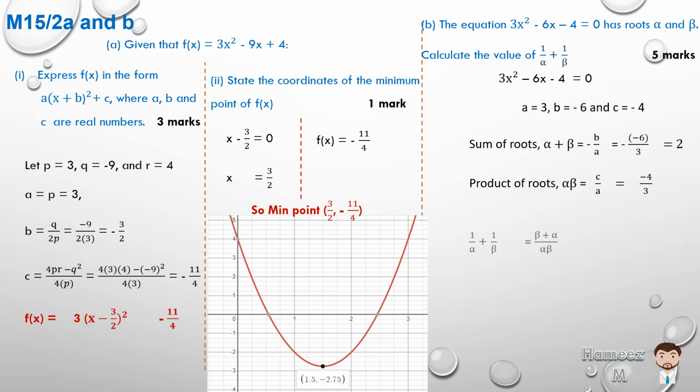1 on alpha plus 1 on beta, which is what we want to find, is equal to beta plus alpha all over alpha beta. We're just simply adding up fractions using a common denominator. And we can substitute for that because beta plus alpha is the sum of roots, which is 2, over the product of roots alpha beta, which is minus 4 on 3. And we can use our calculators, or we can say 2 times minus 3 on 4. 2 into 2, 1, 2 into 4, 2. So our answer, 1 on alpha plus 1 on beta, is equal to minus 3 on 2.